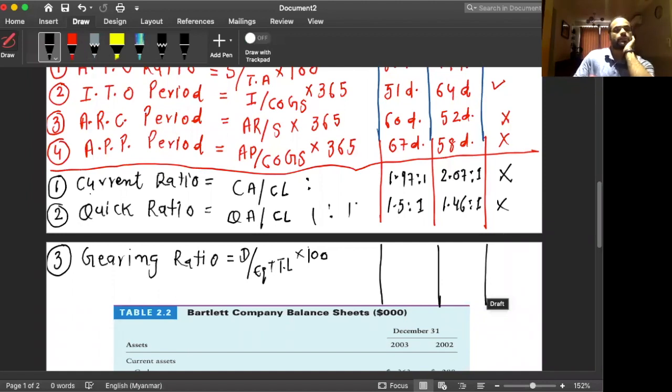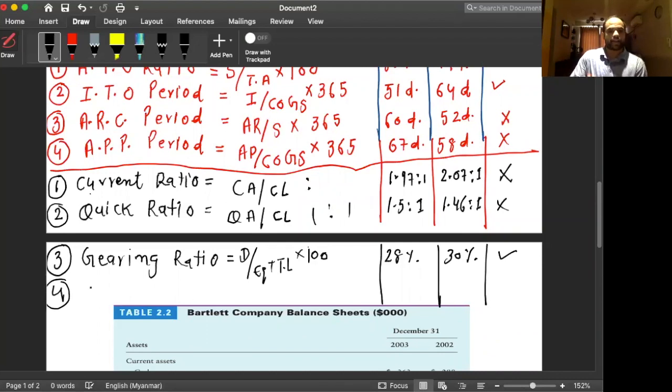So it's 28%, and 2002 is nearly 30%. So is this good or bad? Good. Yes, it's good because your debt level has been reduced in your total capital. This ratio decrease is good, right? Good, not bad. Right?